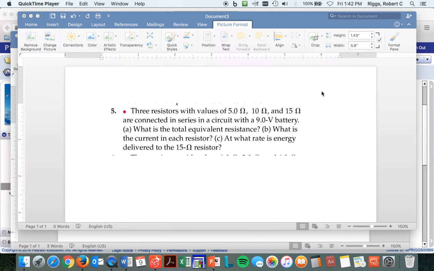Okay, let's check this guy out. So we've got three resistors with values of 5 ohms, 10 ohms, and 15 ohms connected in series. All right, so let's look at the whole problem here.